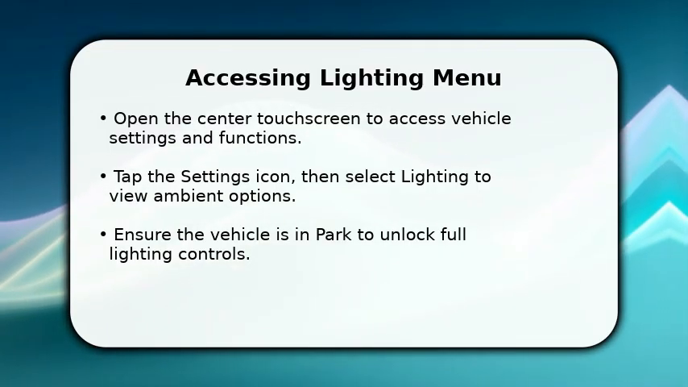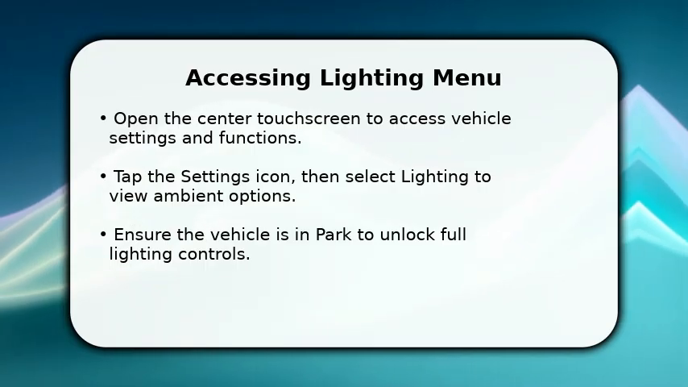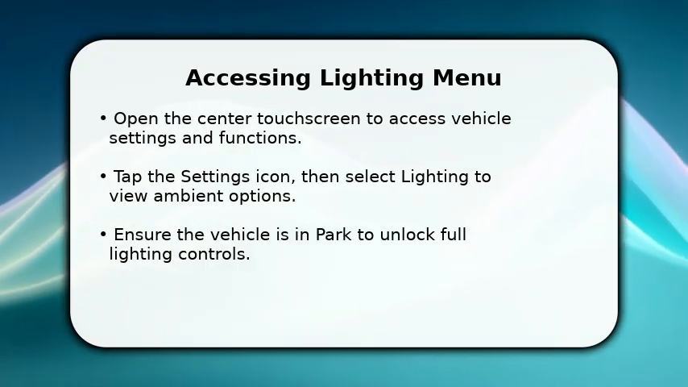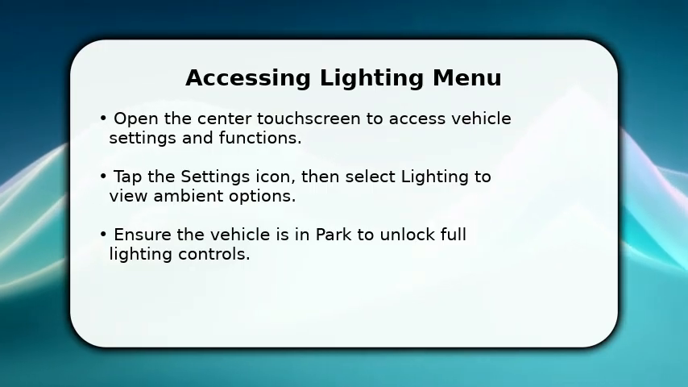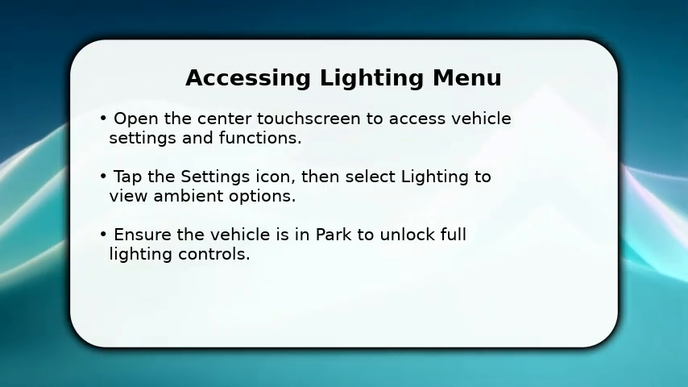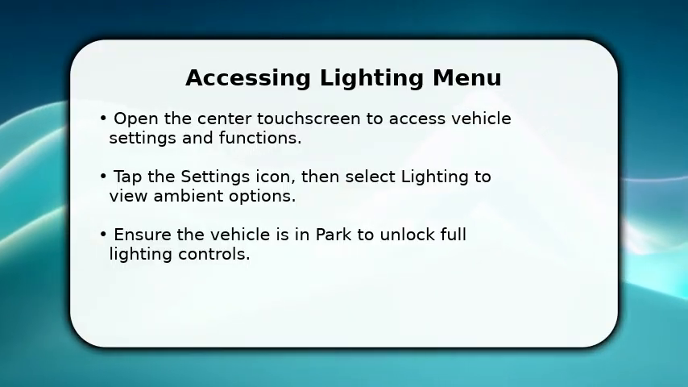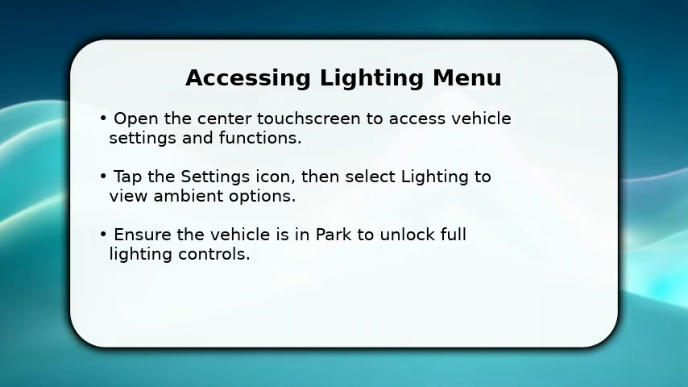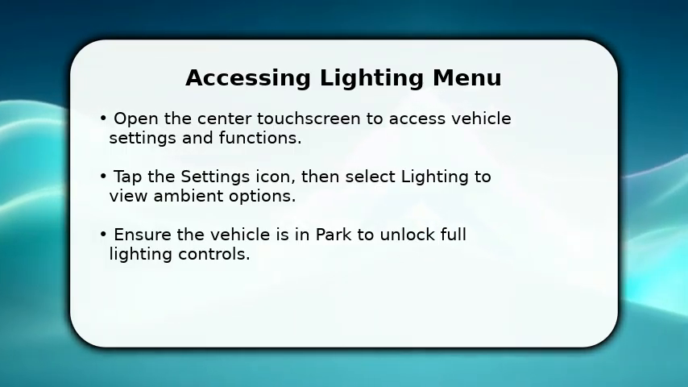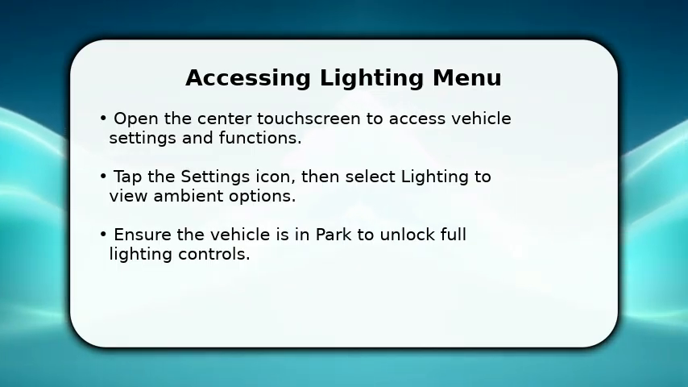Open the center touchscreen and tap Settings, then choose Lighting to access ambient controls. Use the Ambient Lighting submenu to select color zones, adjust brightness, and set pre-configured scenes. If available, link lighting changes to driving modes for dynamic shifts. Save your preferred profile to recall settings quickly whenever you drive.